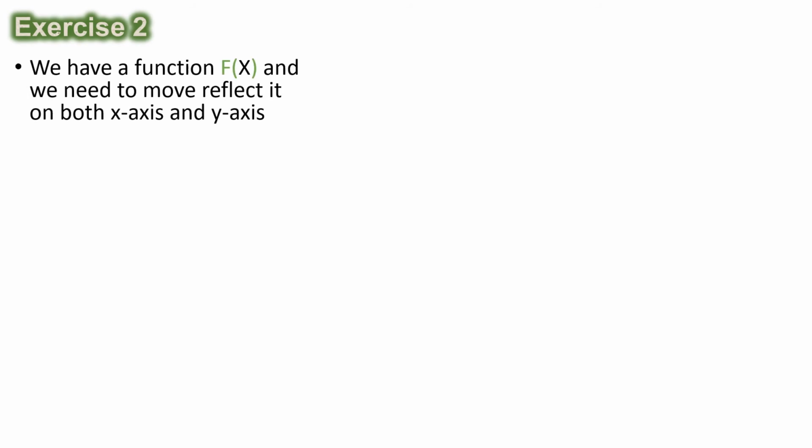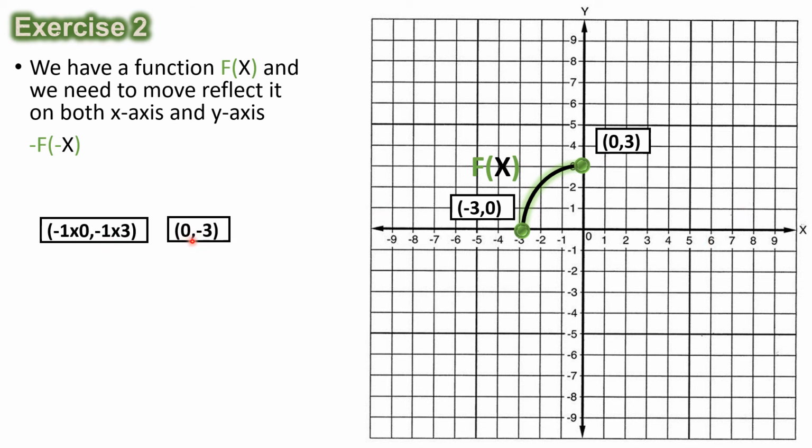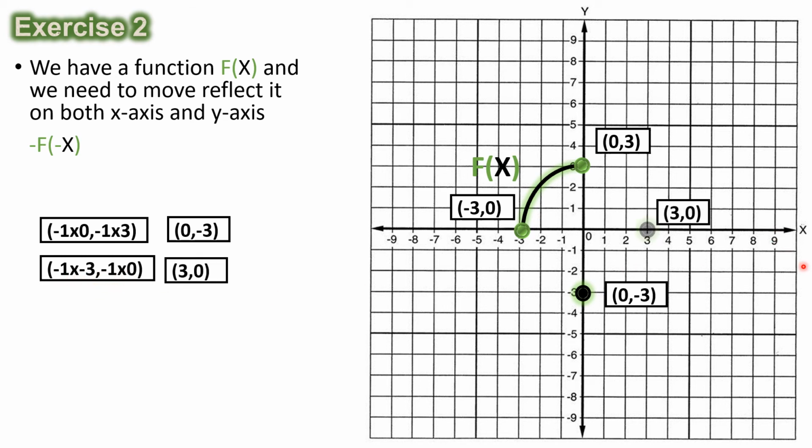Exercise 2. We have a function f of x and we need to reflect it in both x-axis and y-axis. Okay. This is the function f of x. It will be negative f of negative x. Negative 1 times 0 and negative 1 times 3. So the new point will be 0 and -3 here. For the other point, multiply -1 times -3 and -1 times 0. It will be 3 and 0 here. Negative f of negative x.